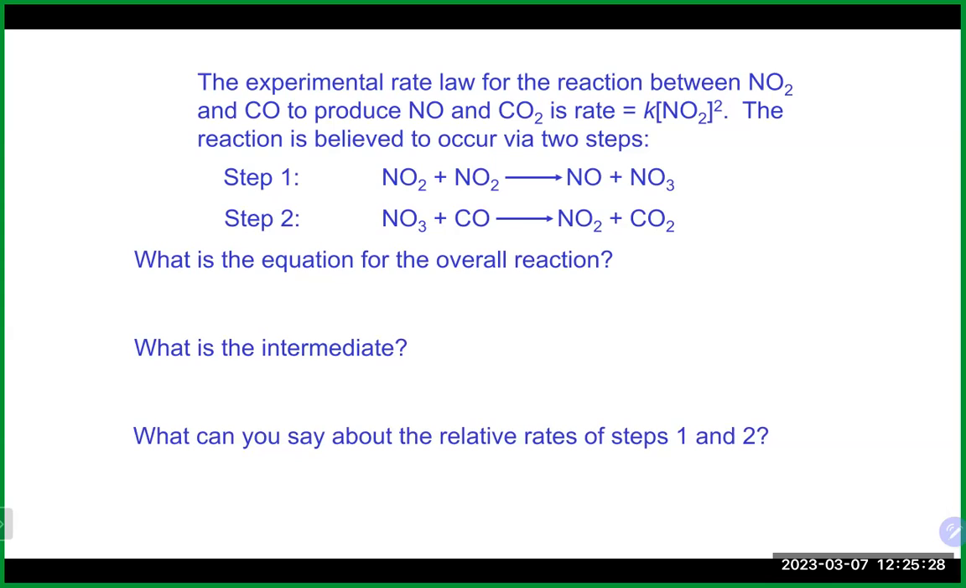So the rate law here was determined to be: the rate is equal to k times [NO2] squared. The reaction is believed to occur via 2 steps. What is the overall reaction? What is the intermediate? And what can you say about the relative rates of step 1 and step 2? So see what you come up with. Then we'll talk about it here.